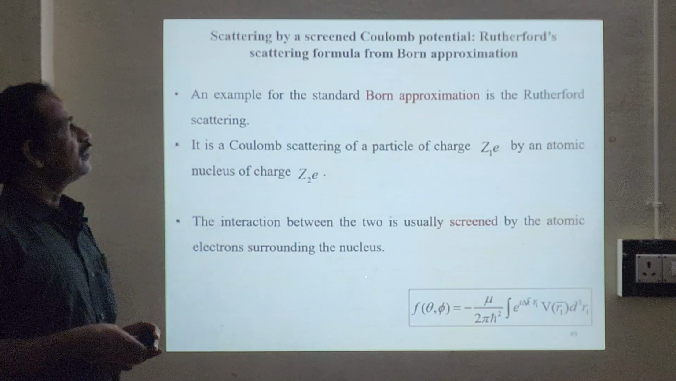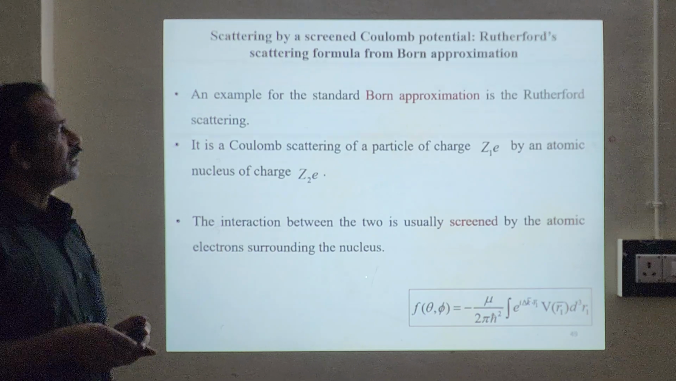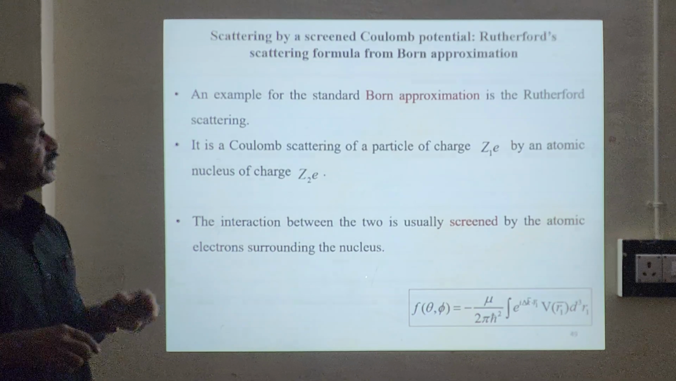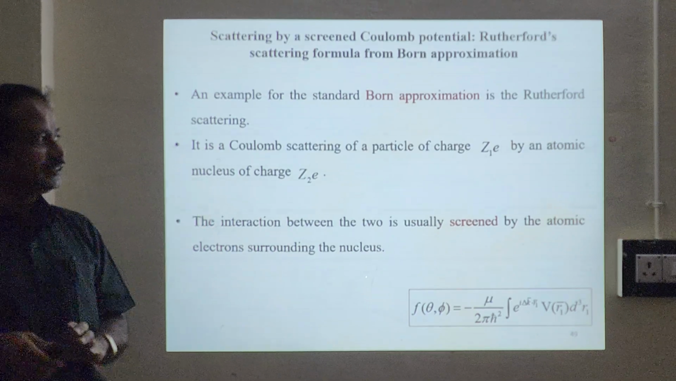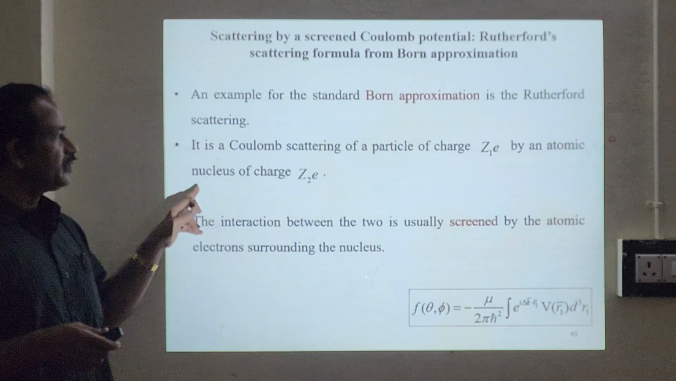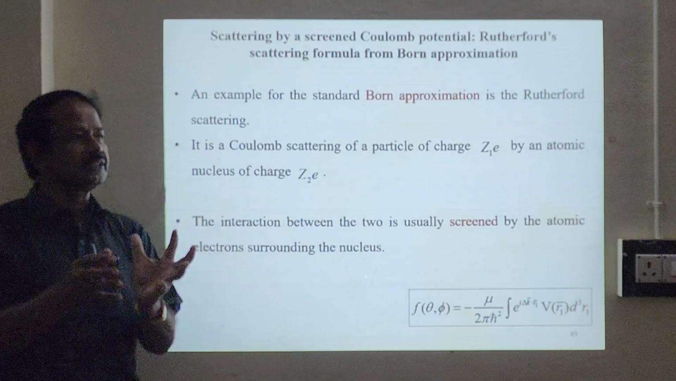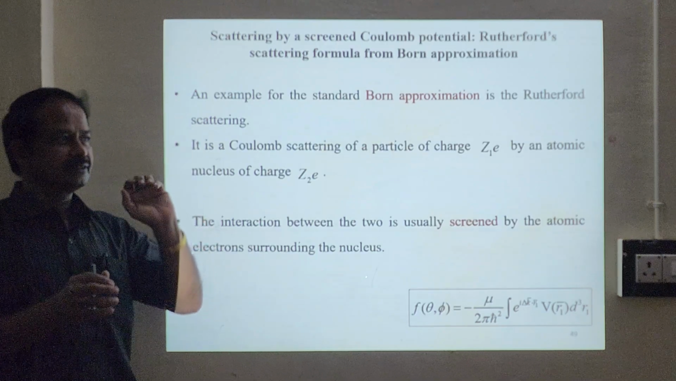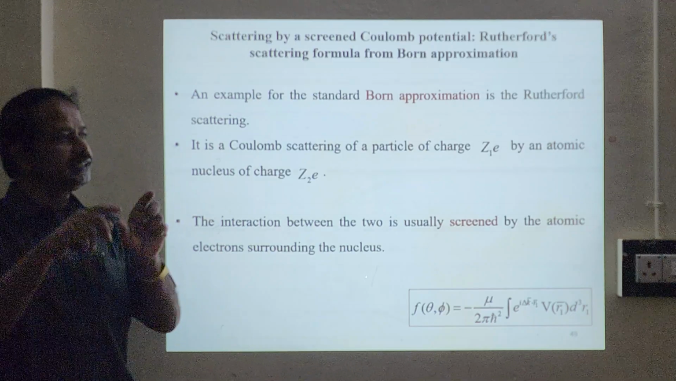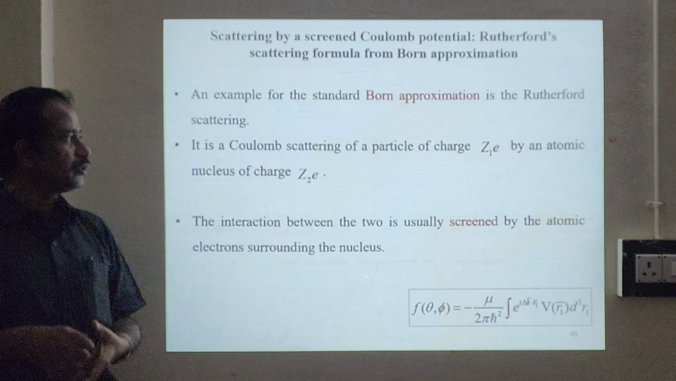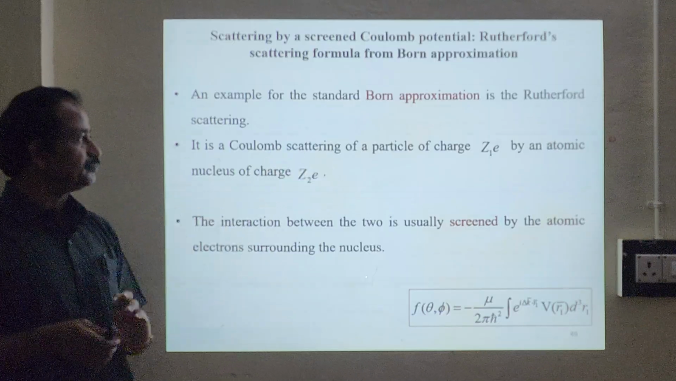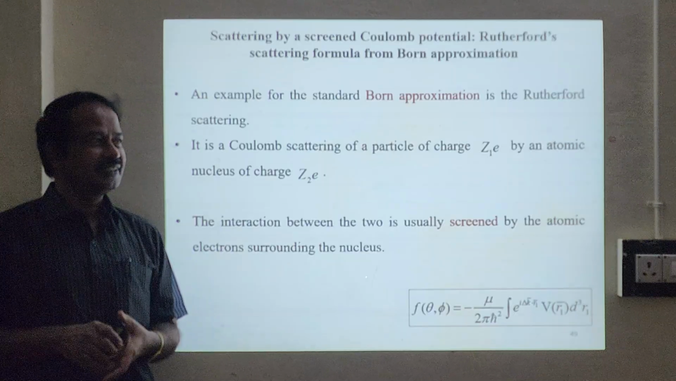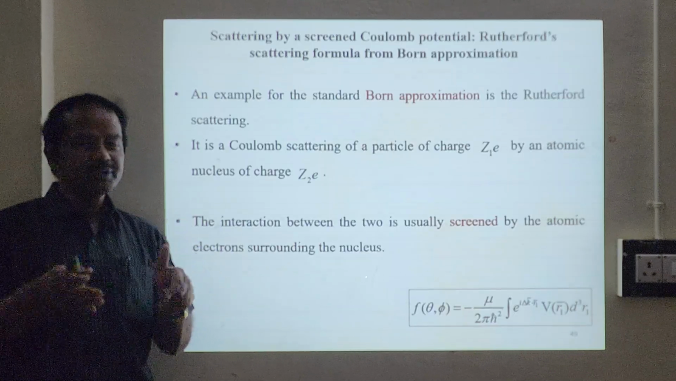We'll start with the Coulomb potential. An example for the standard Born approximation is Rutherford scattering. It is the Coulomb scattering of a particle of charge Z1e by an atomic nucleus of charge Z2e. So there is the interaction between the electron and the nucleus, which we know already, so there will be a Coulomb scattering. And of course, other nearby electrons will also influence it.